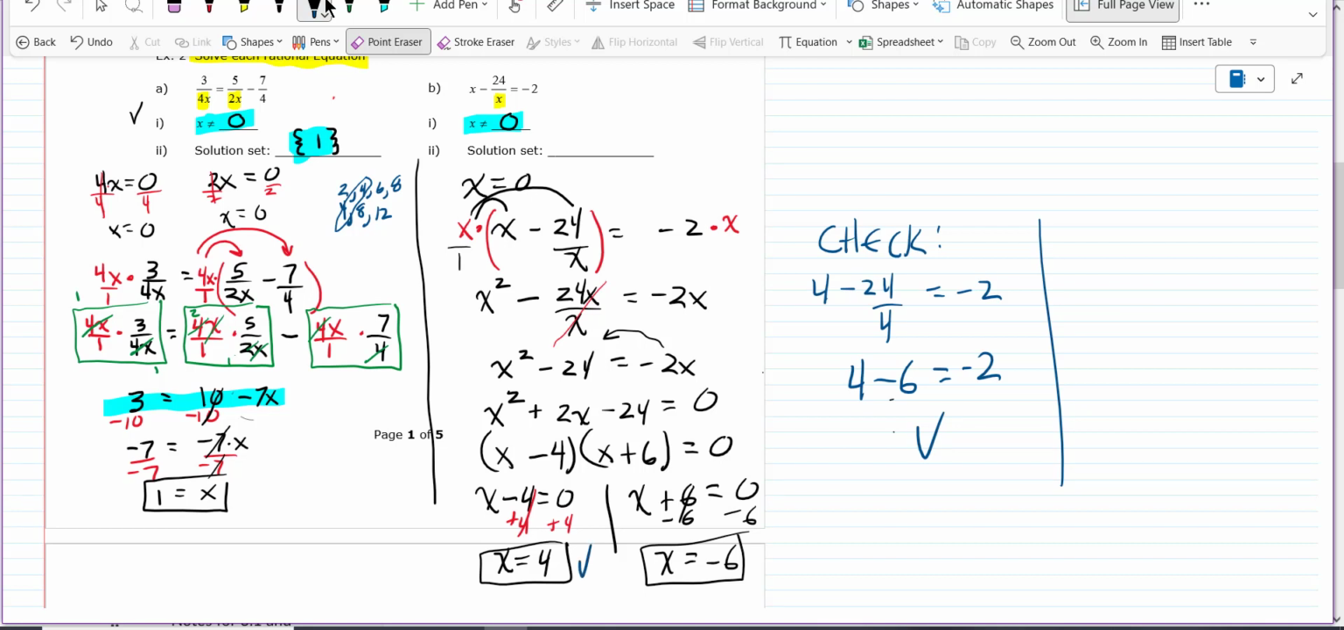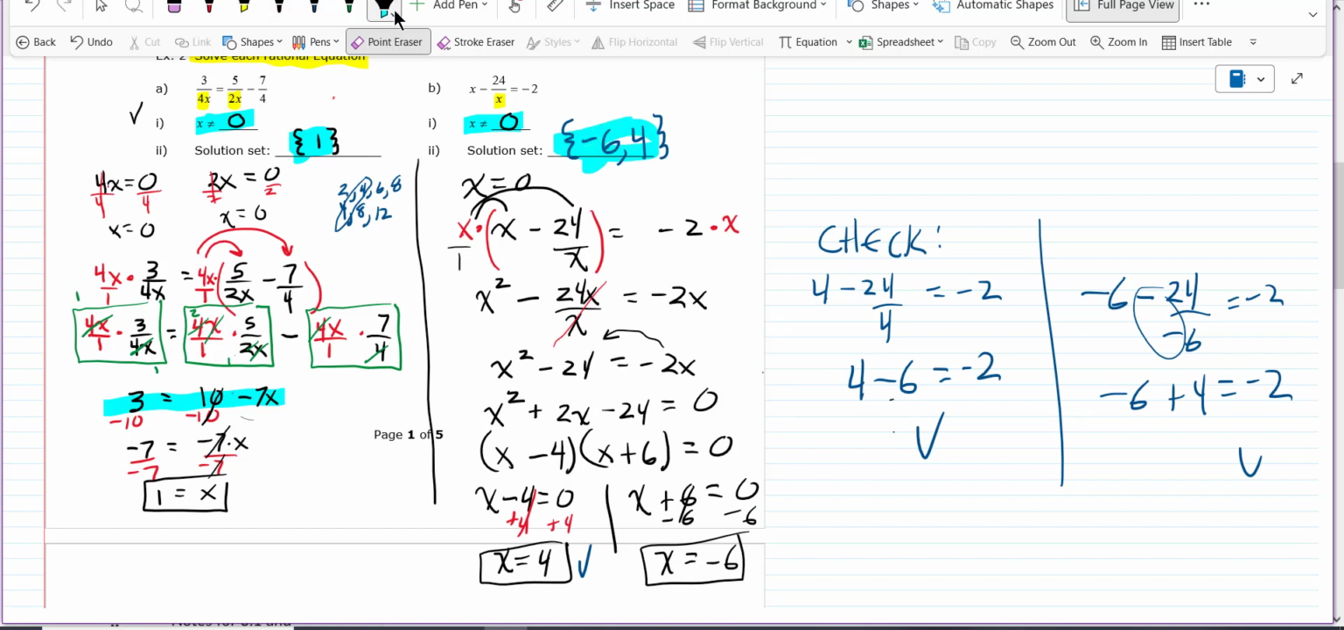Okay, now I'll try the negative 6. So now I've got negative 6 minus 24 over negative 6. We're going to see if that's also equal to negative 2. So this would be negative 6 plus 4, which is equal to negative 2. So that means the solution set on this problem is negative 6 and 4, so we've just proved that that is correct. There are times when one or both of your answers don't check. So when you get an answer to a rational equation, it's pretty important that you take the time to check.